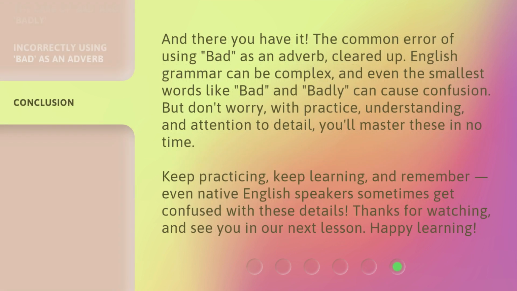And there you have it. The common error of using bad as an adverb cleared up. English grammar can be complex, and even the smallest words like bad and badly can cause confusion. But don't worry, with practice, understanding, and attention to detail, you'll master these in no time. Keep practicing, keep learning, and remember, even native English speakers sometimes get confused with these details.